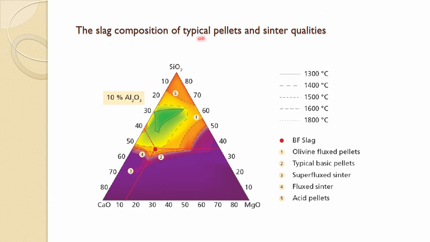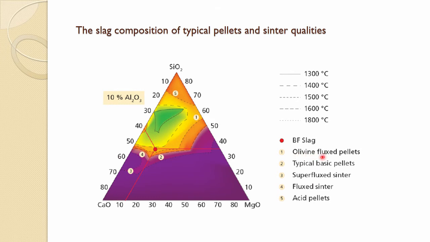The slag composition of typical pellets and sinter qualities. So, how does it form, where the composition of sinter and pellets lie in the ternary or quaternary diagram? One can see in that way. So, we already discussed where the typical blast furnace slag lies in this ternary diagram with 10% Al2O3 fixed. So, this is the typical composition of the blast furnace slag, which is around 1400 degrees Celsius liquidus temperature, the melting point of that.